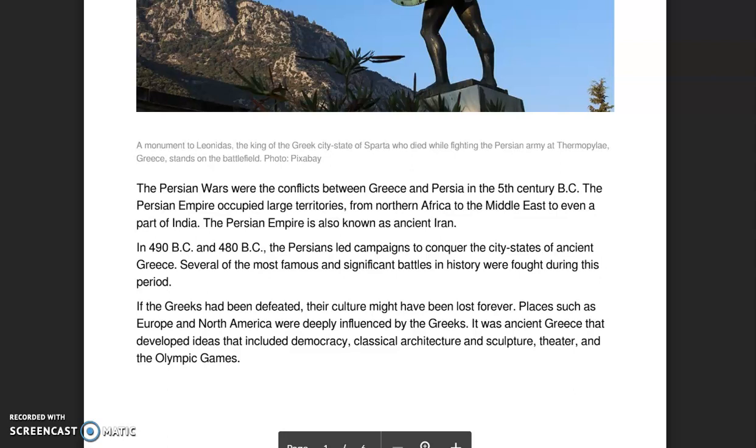In 490 BC and 480 BC, the Persians led campaigns to conquer the city-states of ancient Greece. Several of the most famous and significant battles in history were fought during this period. If the Greeks had been defeated, their culture might have been lost forever. Places such as Europe and North America were deeply influenced by the Greeks. It was ancient Greece that developed ideas that included democracy, classical architecture and sculpture, theater, and the Olympic Games.